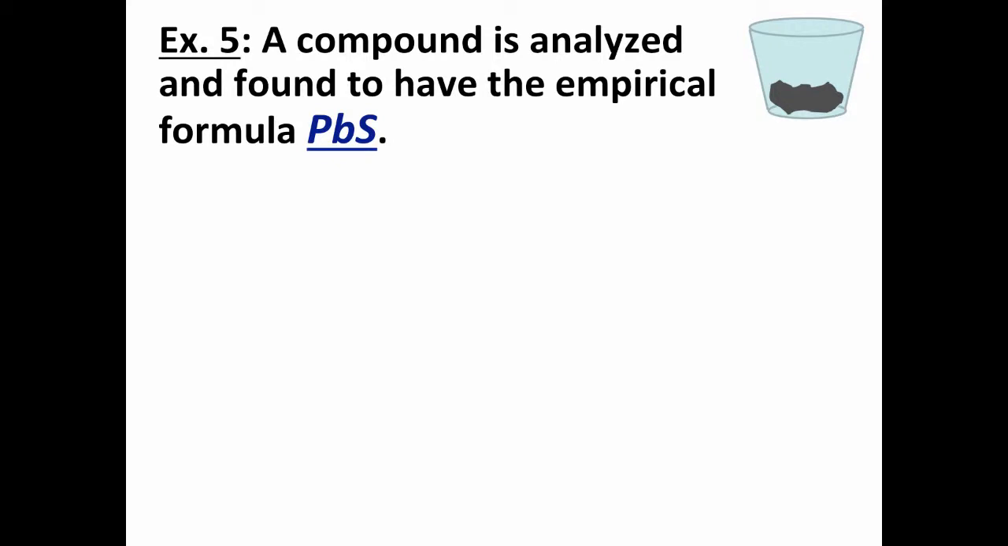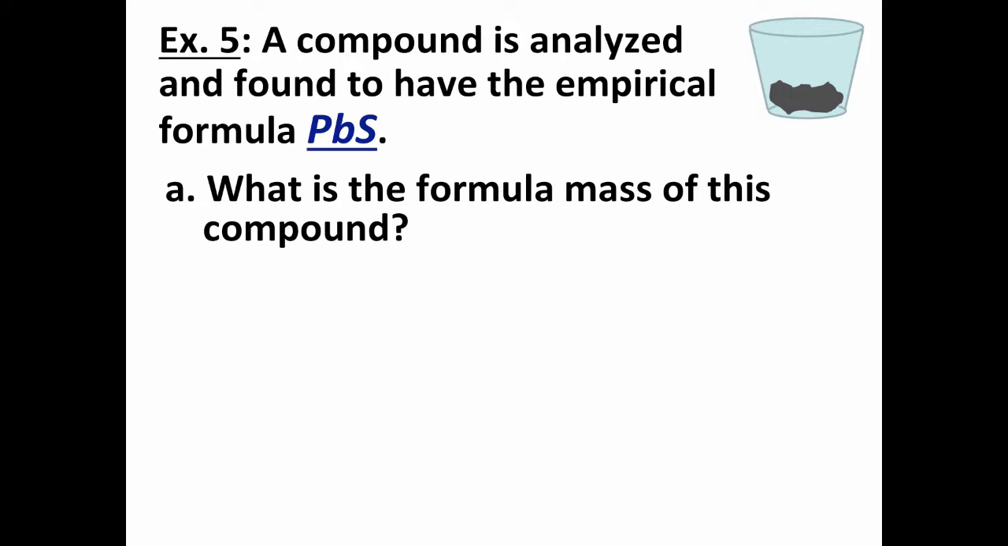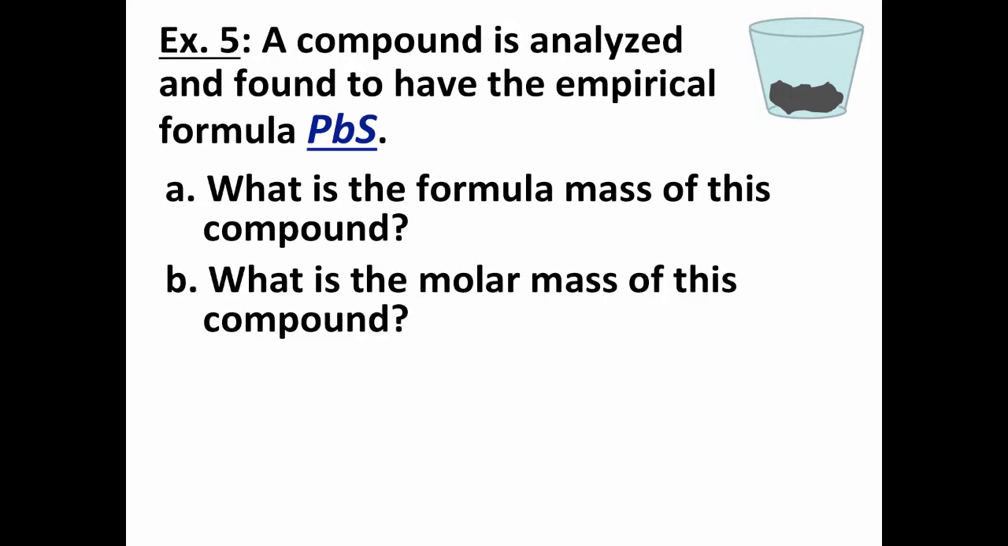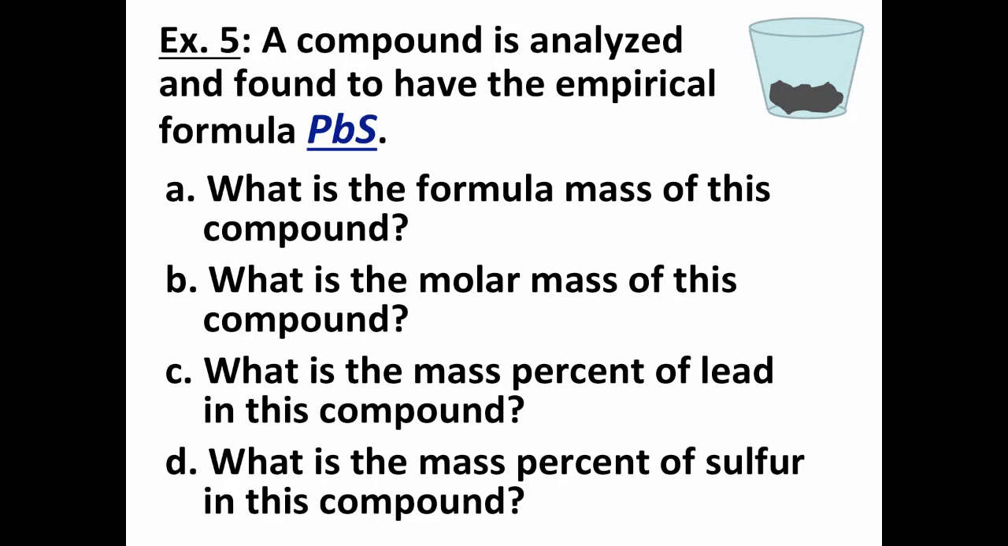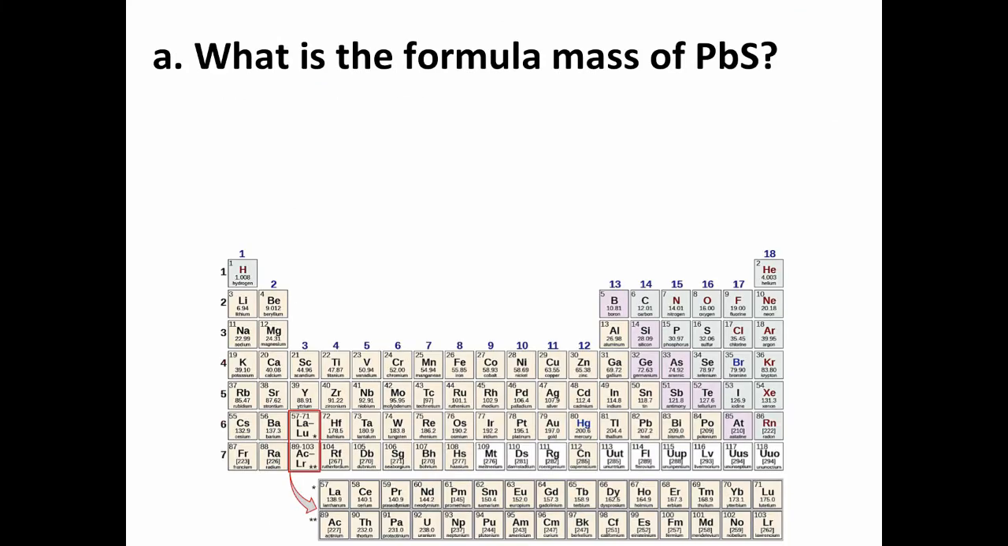Now that we've determined the empirical formula of this compound, let's also find its formula mass, its molar mass, and the mass percent of lead and sulfur in this compound. First of all, the formula mass. The formula mass is the mass of either one molecule if we're dealing with a molecular compound, or one formula unit if we're dealing with an ionic compound, which is what we have in this case.